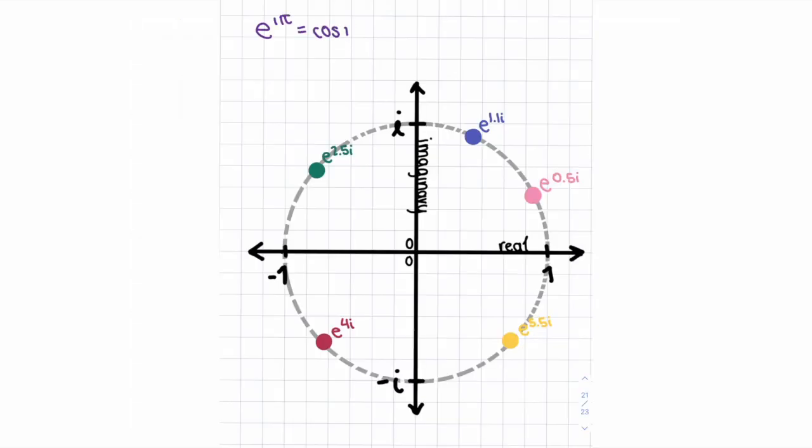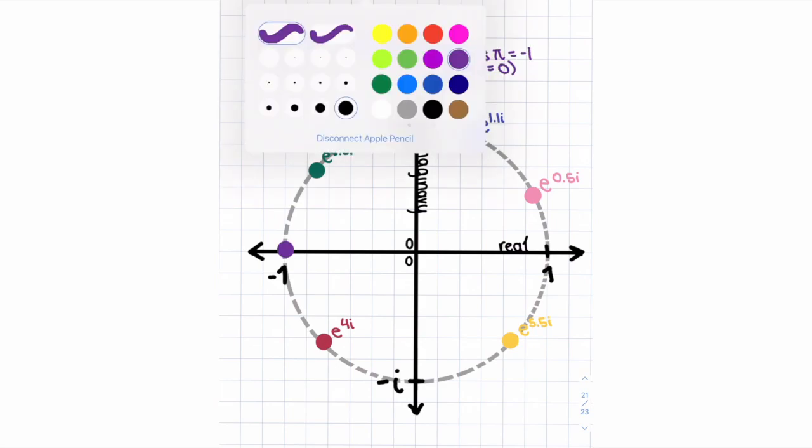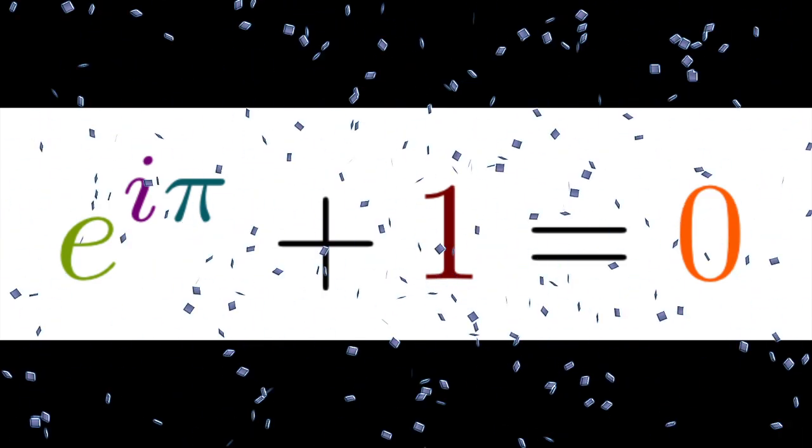And finally, if we plot the graph e to the i pi, we see how e to the i pi equals -1. We finally found out why e to the i pi plus 1 equals 0.